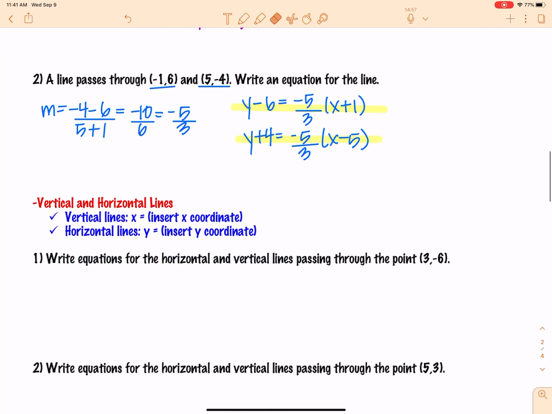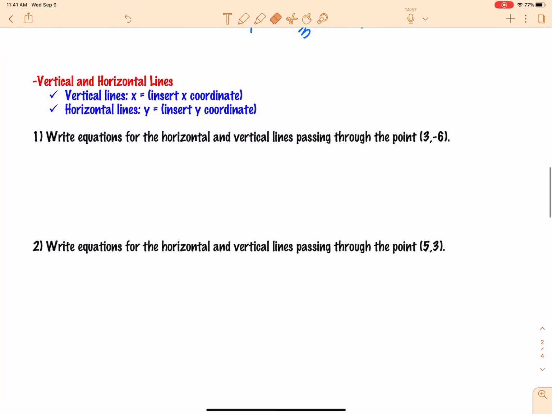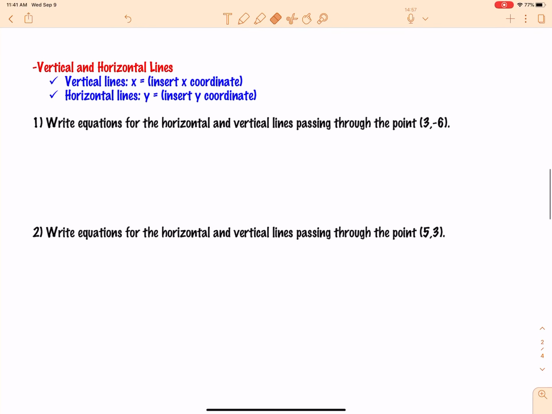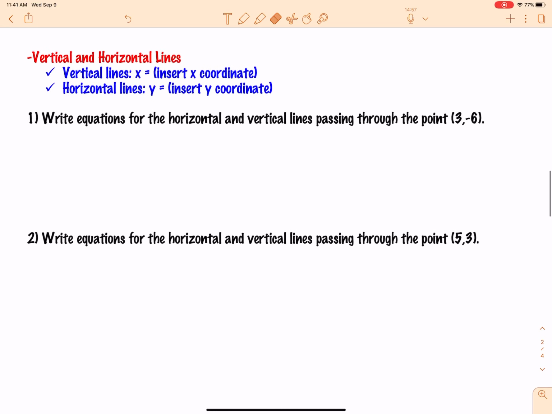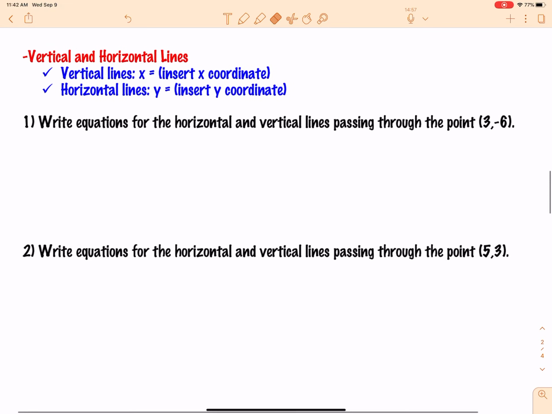All right. Okay, and we're going to quickly go over vertical and horizontal lines. We did that with slope the other day, but now we're going to write the equations for these lines, which are really easy to do. So it says write the equations for the horizontal and vertical lines passing through the point 3, negative 6. So I'm just going to draw you guys how we come to this really easy conclusion.